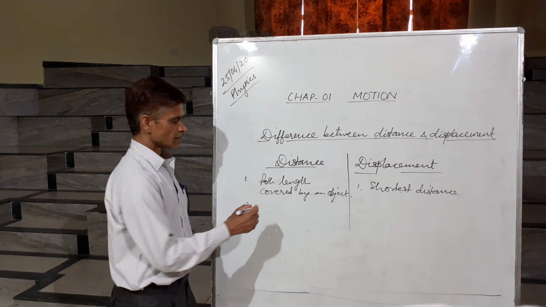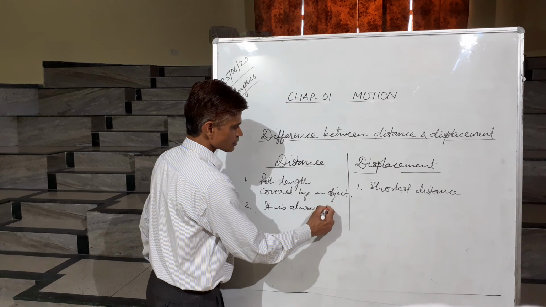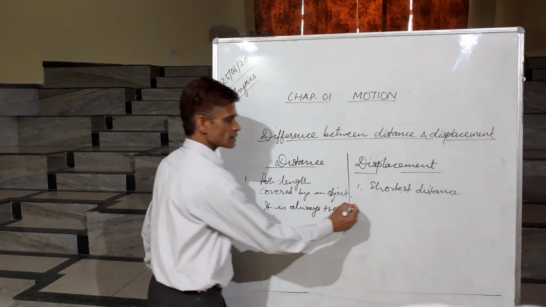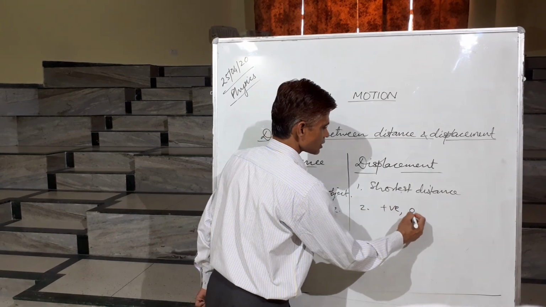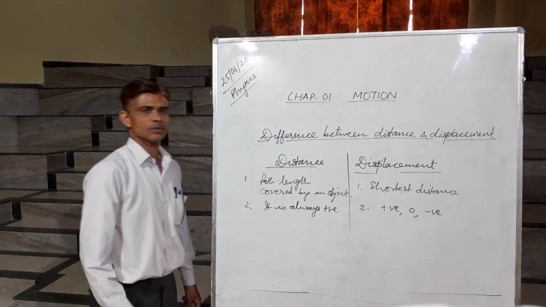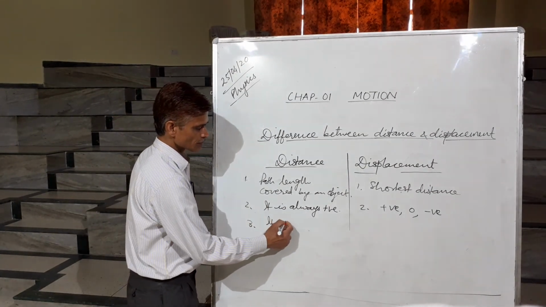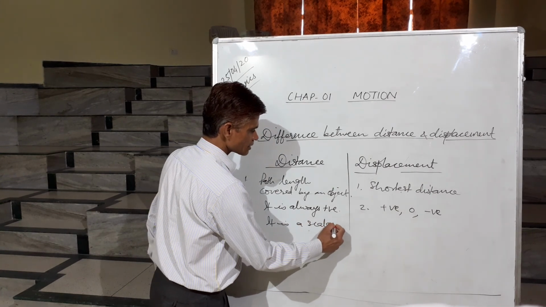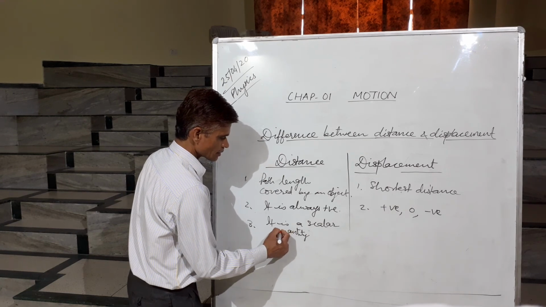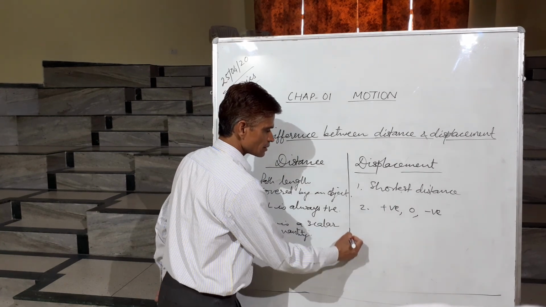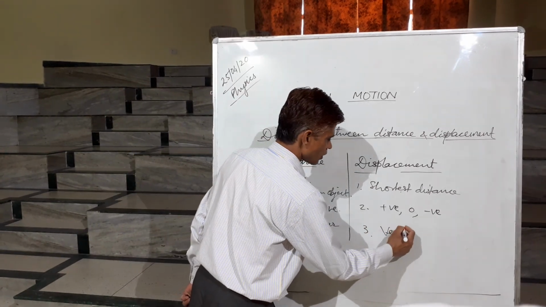Second difference, distance is always positive, whereas displacement can be positive, 0, or negative also. So this is the second difference. Third difference, distance is a scalar quantity, whereas displacement is a vector quantity.